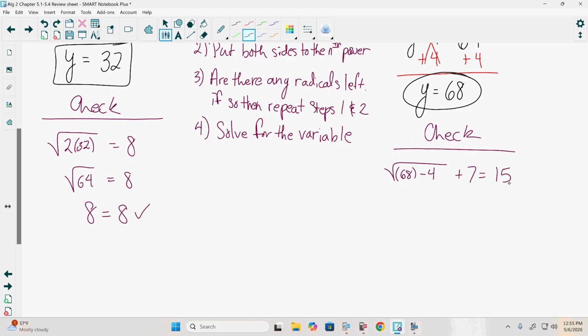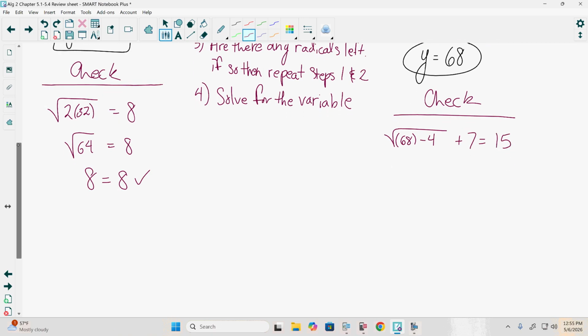Then we're going to check it, make sure it works. 68 minus 4 is 64. Square root of 64 is 8. 8 plus 7 is 15. 15 is indeed equal to 15. Done.